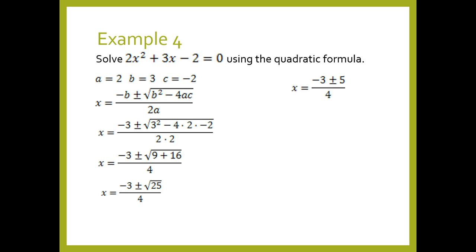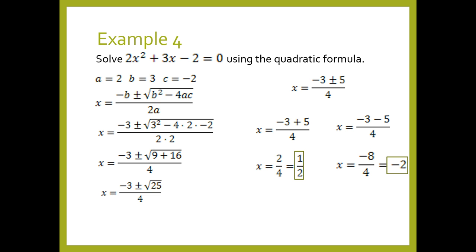Okay, since the square root of 25 is 5, we have x is equal to negative 3 plus or minus 5 over 4. So this means one side is going to be plus 5, one side is going to be minus 5. So that gives us negative 3 plus 5 over 4, gives us 2 over 4, which is equal to 1/2. Okay, the other one is going to give us negative 3 minus 5 over 4, so that gives us negative 8 over 4, which gives us negative 2. So the solution to this is going to be negative 2, 1/2.